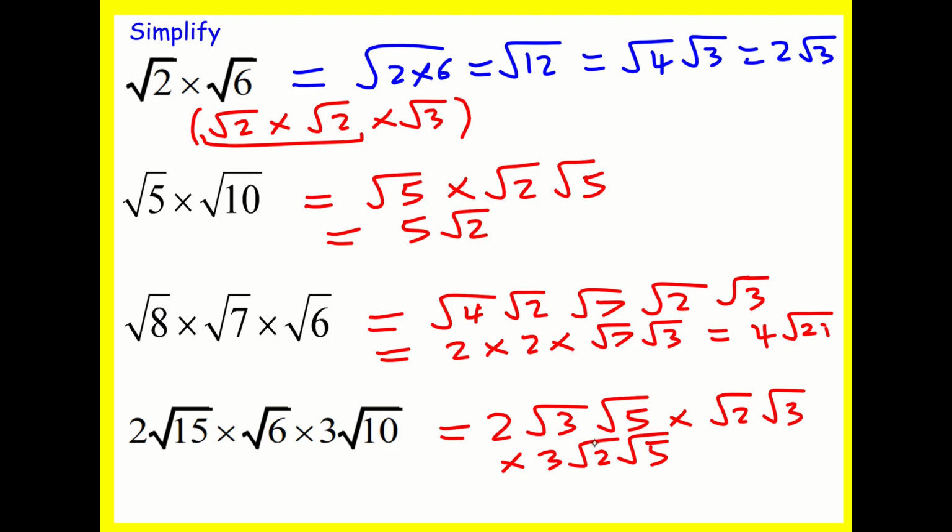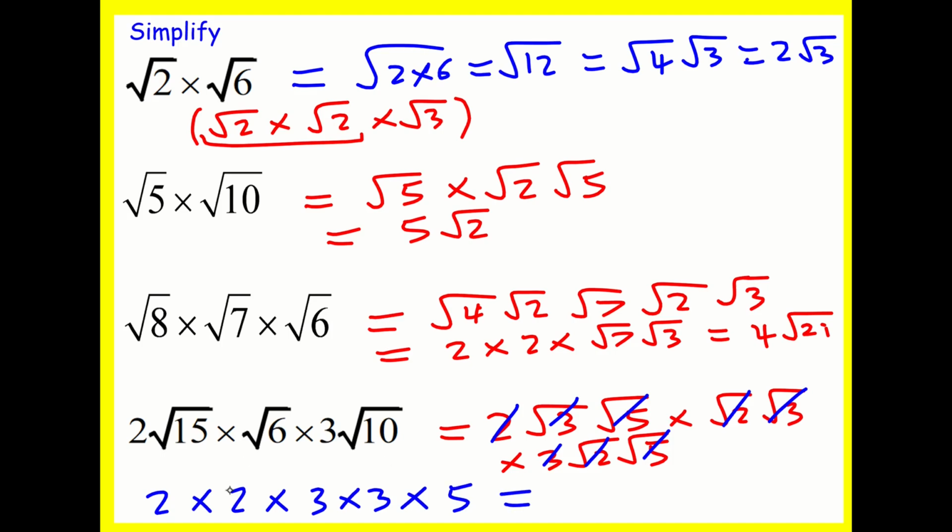Well, I'm going to get root 2 times root 2, so that's going to give me 2. I've already got a 2 in there. I've now got a root 3 and a root 3 and a 3 in there, so it's going to be 3 and a 3. And then finally I've got a root 5 times a root 5, so I'm going to get a 5 coming out.